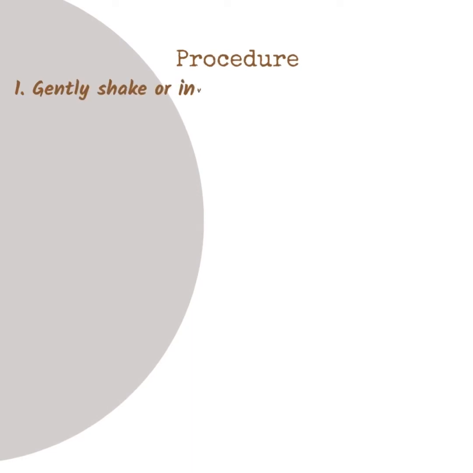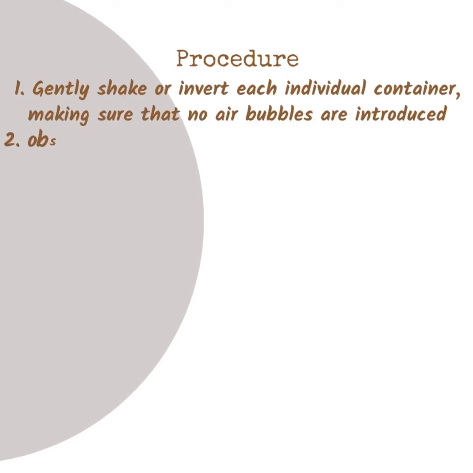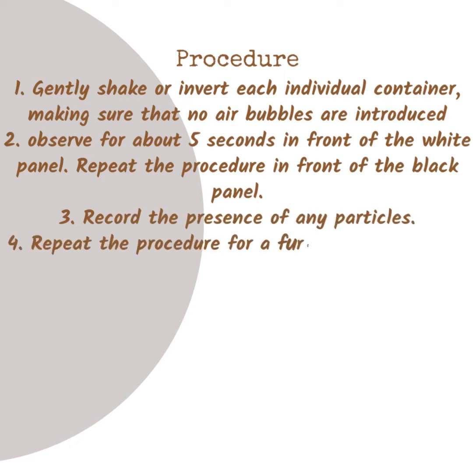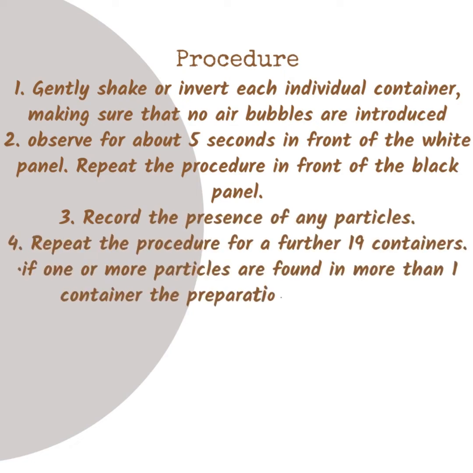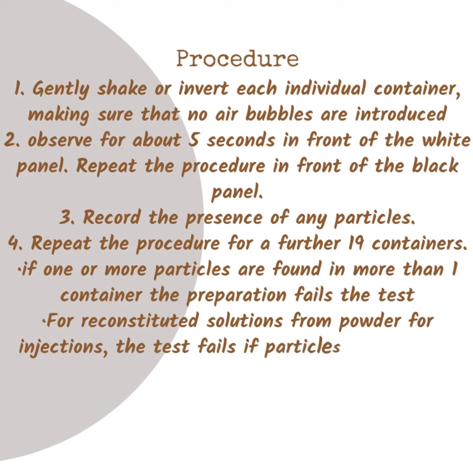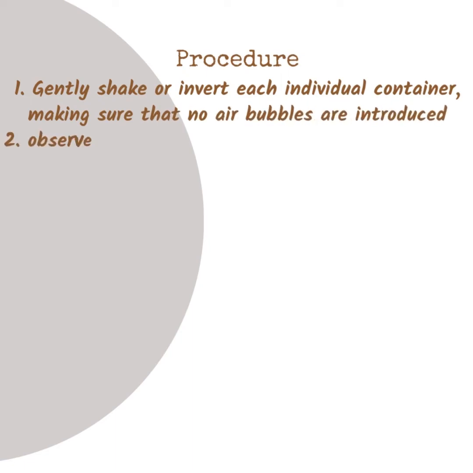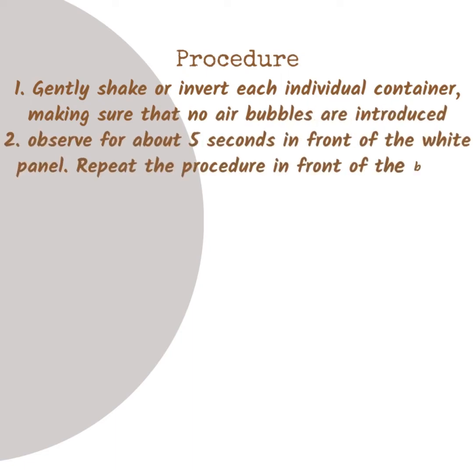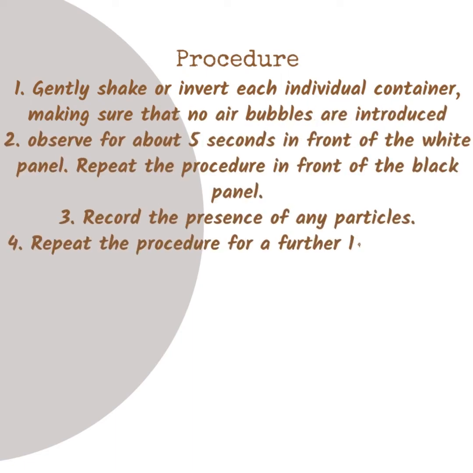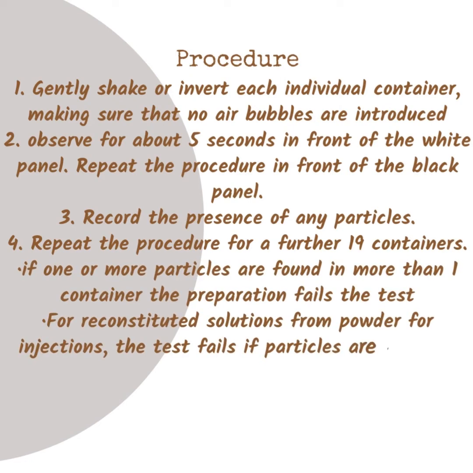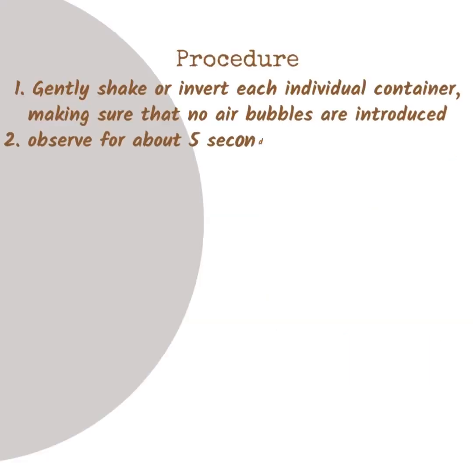Procedure: gently check and be sure that there is no air bubble. Second, observe for about 5 seconds in front of the white panel. Repeat the procedure in front of the black panel. Record the presence of any particle. Repeat the procedure for a further 19 containers. If one or more particles are found in more than one container, the preparation failed the test.